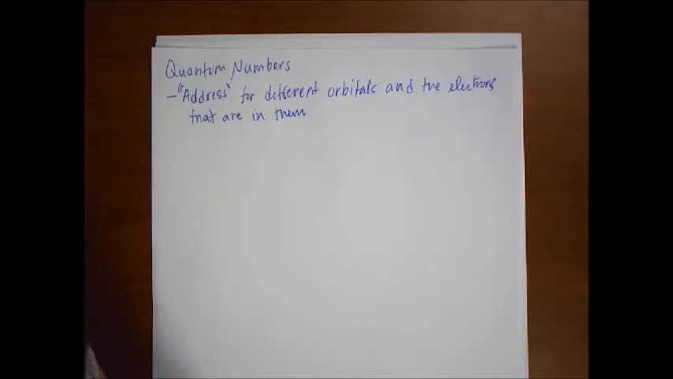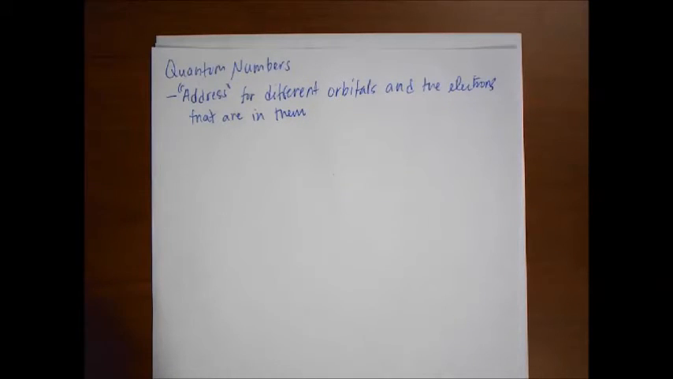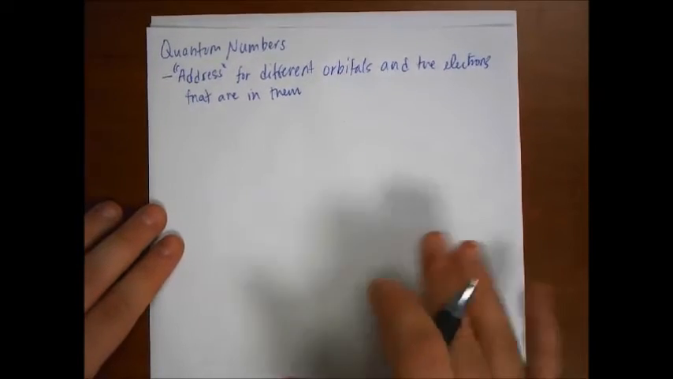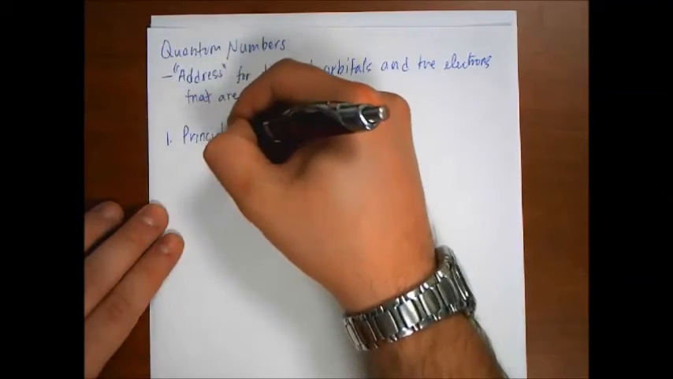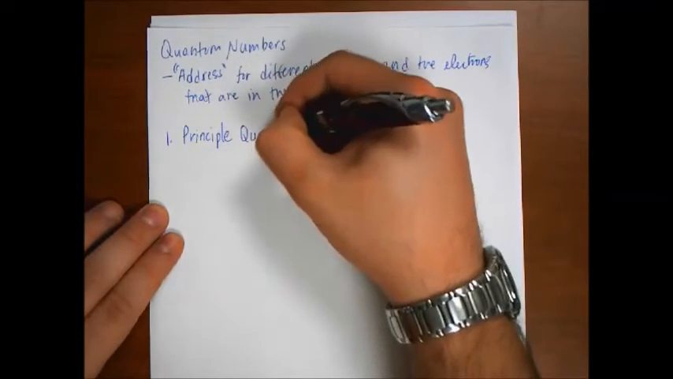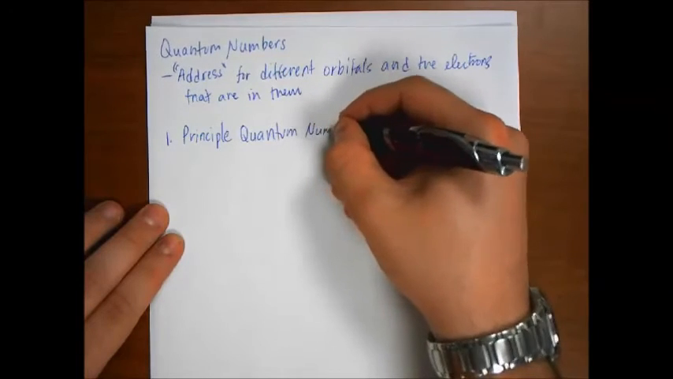It tells you for an electron where exactly that electron is going to be inside of the atom, all the way from what shell it is in, all the way into what spin state it is in. So you're going to see that now. The first quantum number that we have to be concerned with is what we call the principal quantum number.